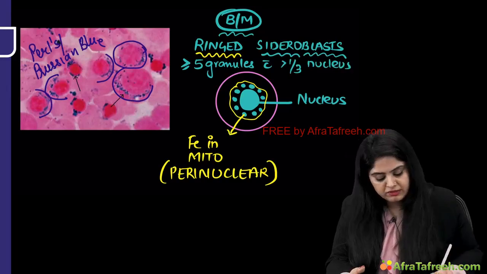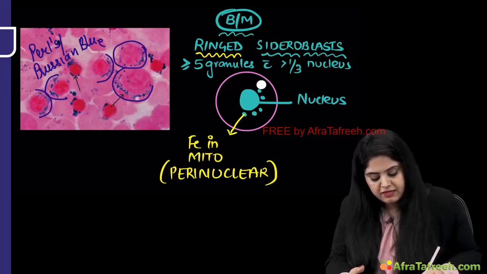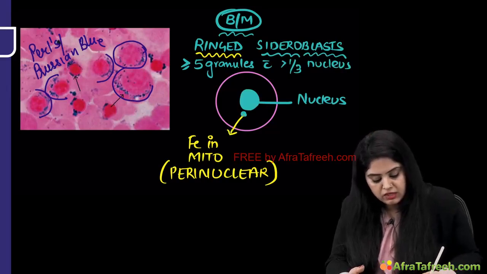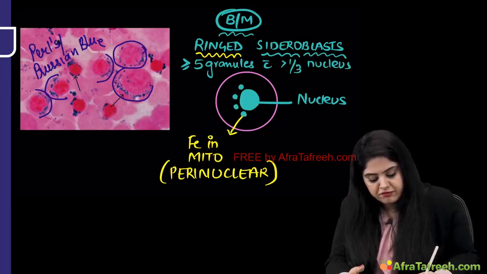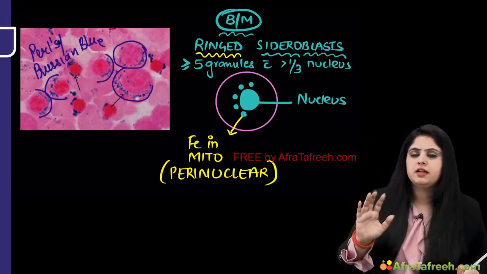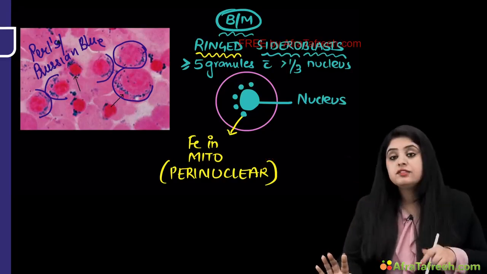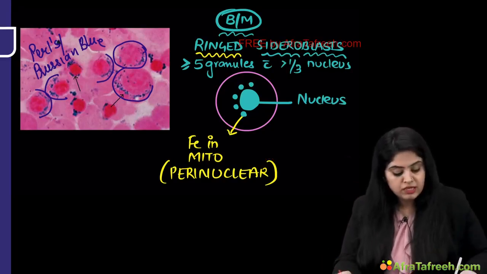Let me draw it once again. At least there are 5 granules and they have covered 1/3 of the nucleus. So if there is 1, 2, 3, 4, 5, and over here more than half has been covered. So even if I have 5 granules and 1/3 of the nucleus is covered, I will call this also a ringed sideroblast. So please note, ringed sideroblasts are seen in which two conditions?